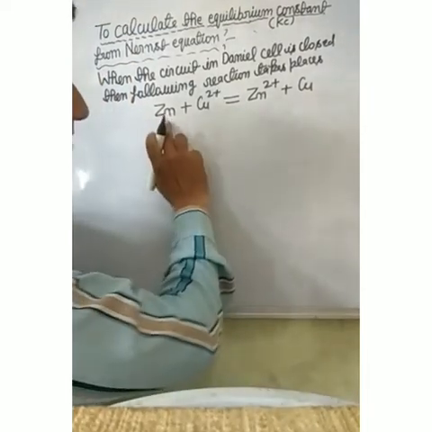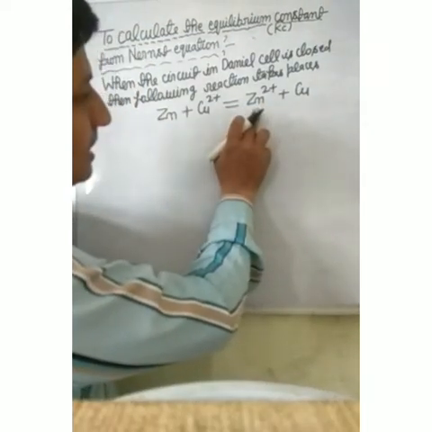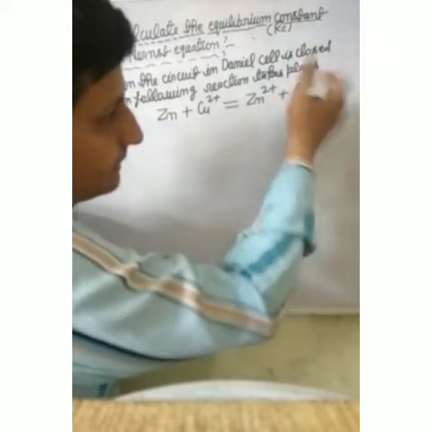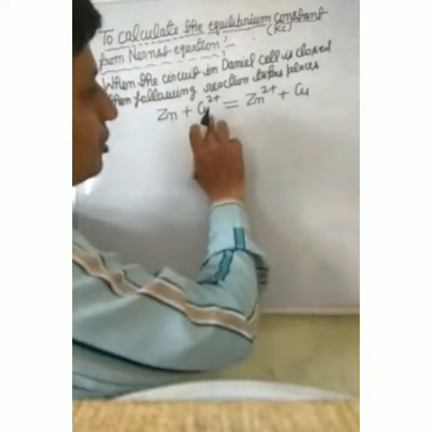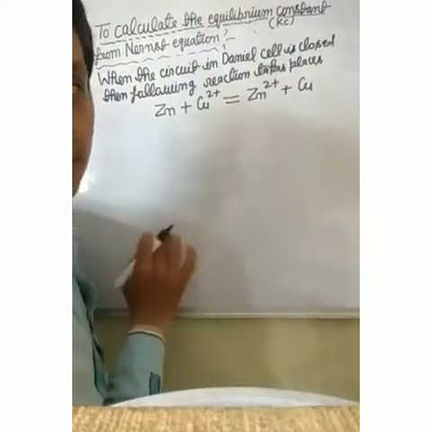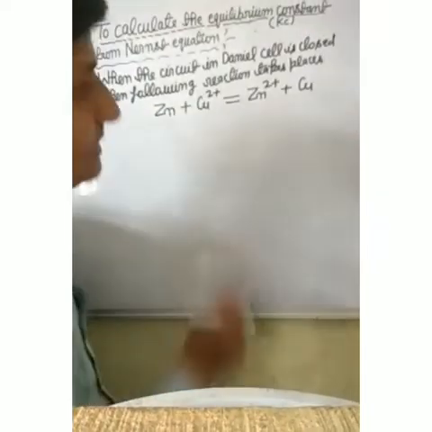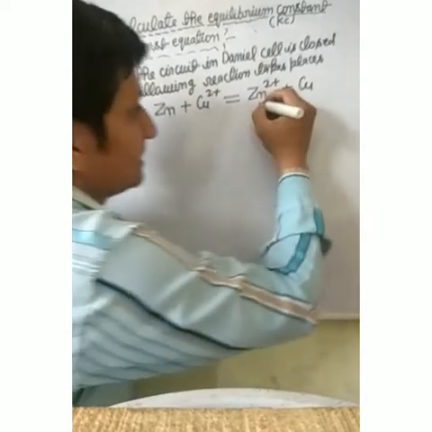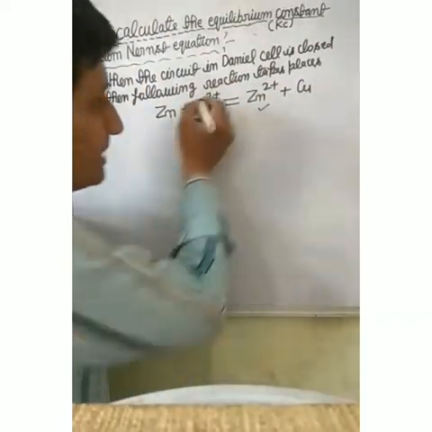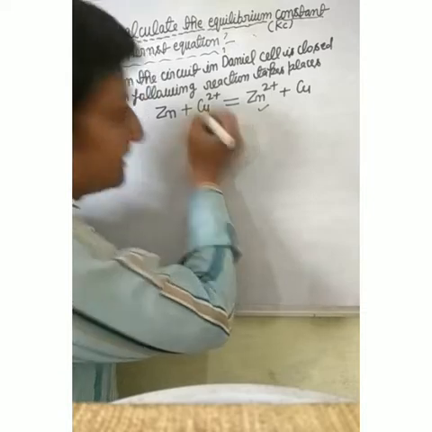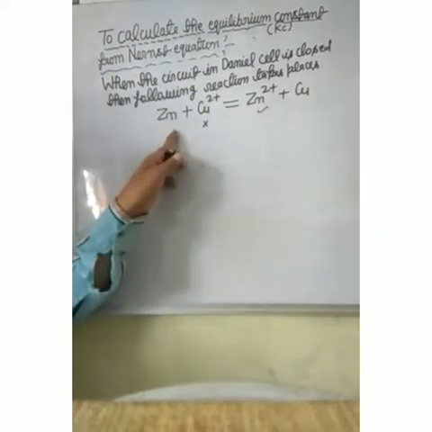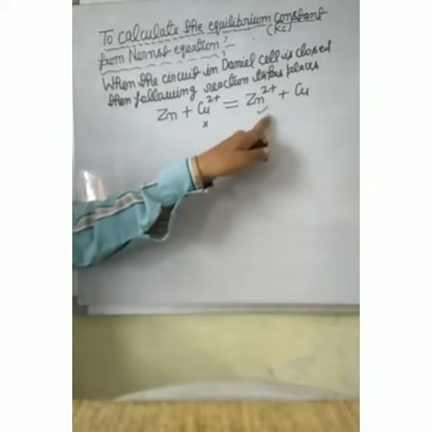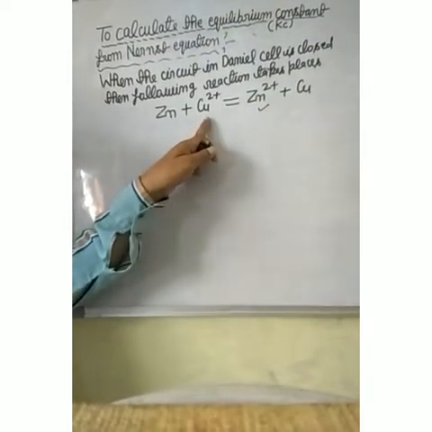As the time passes, look here, zinc ion is produced and copper ion is eliminated. Means zinc ion is produced here, but copper ion is not produced here. So we can say as the time passes, the concentration of zinc ion increases and the concentration of copper ion decreases.